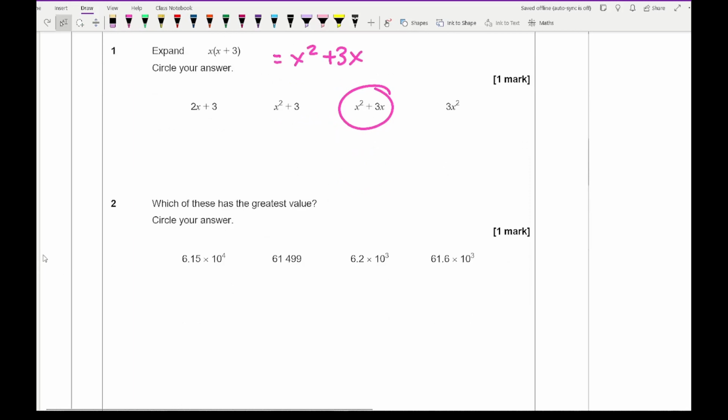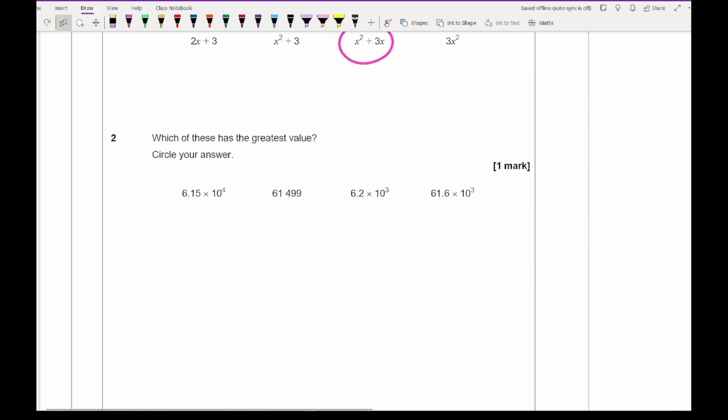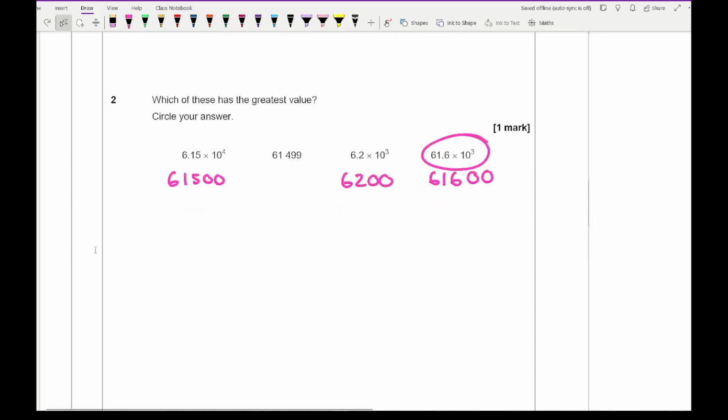Then for question 2, it says which of these has the greatest value. So I would recommend that you just write each of these numbers in ordinary form. So for this first one, we get 61500. That one's already been converted. This one's going to be 62 with 2 zeros, and then for this third one it's going to be 616 with 2 zeros. And which one's the biggest? Well, it's our fourth option.